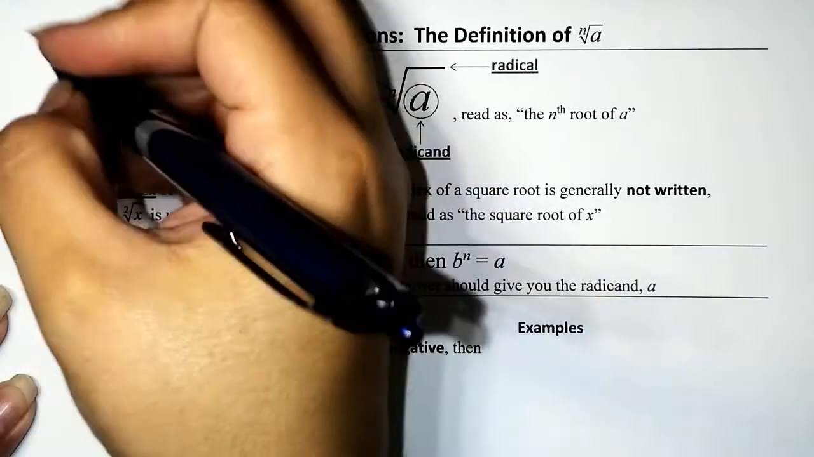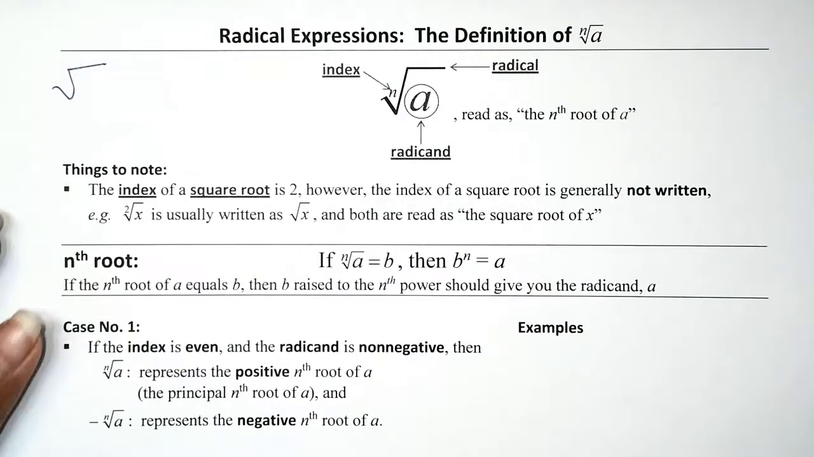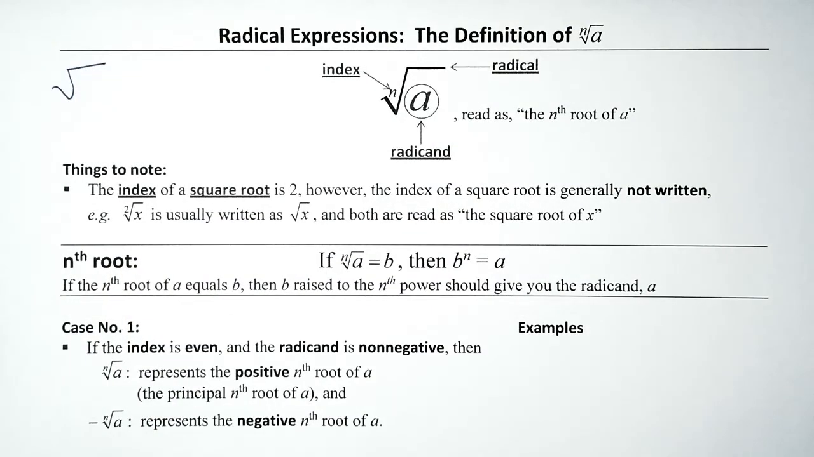So let's go ahead and do this. Okay, so this symbol right here, this bad boy, is called a radical. That is the radical symbol.